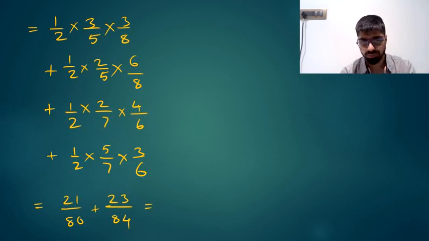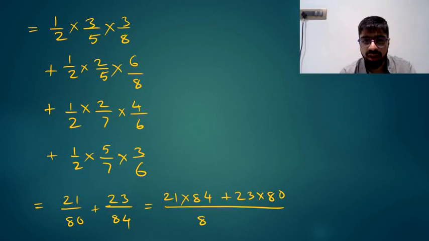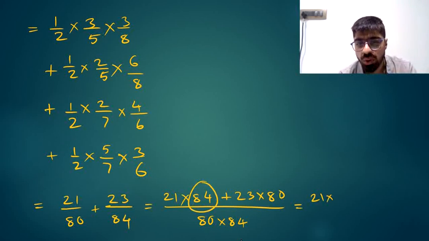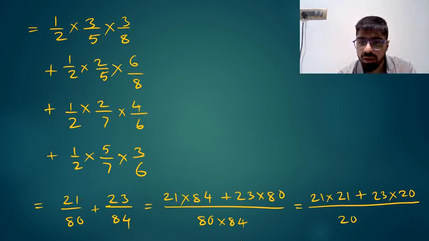I think the best would be to cross multiply, though we should ideally take their LCM. Cross multiplying is going to be quicker for me. So it's 21 into 84 plus 23 into 80, the whole divided by 80 into 84. You can pull out a 4 common from the two terms. So you are going to have 21 into 21 plus 23 into 20, the whole thing divided by 20 into 84.